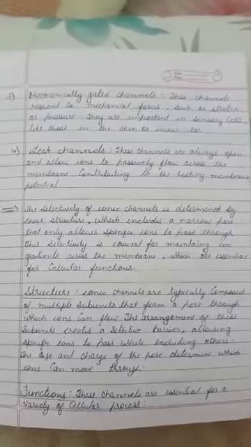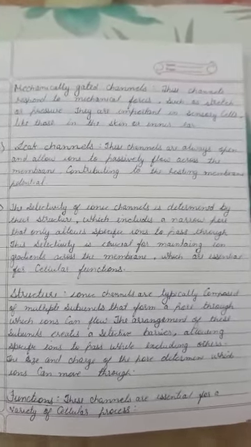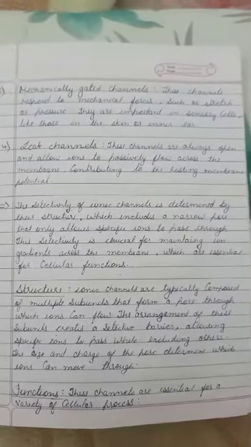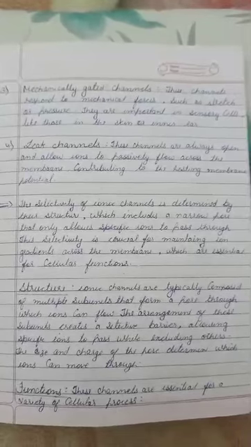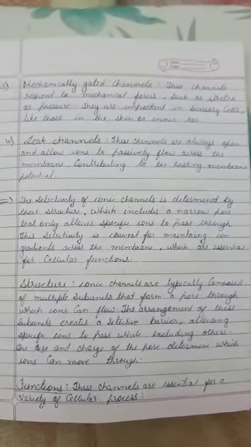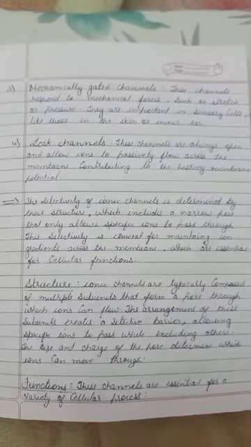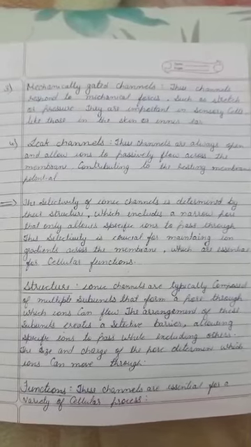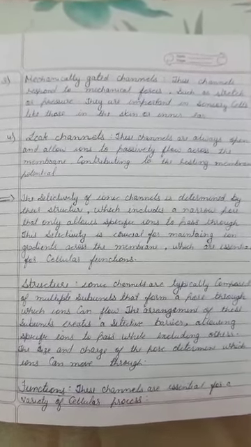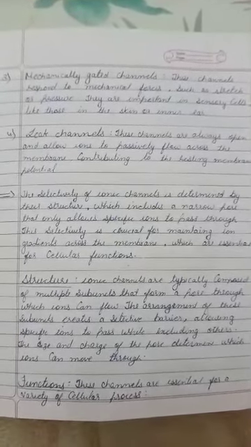First one is structure. In the structure, ionic channels are typically composed of multiple subunits that form a pore through which ions can flow. The arrangement of these subunits creates a selective barrier, allowing specific ions to pass while excluding others. The size and charge of the pore determine which ions can move through.